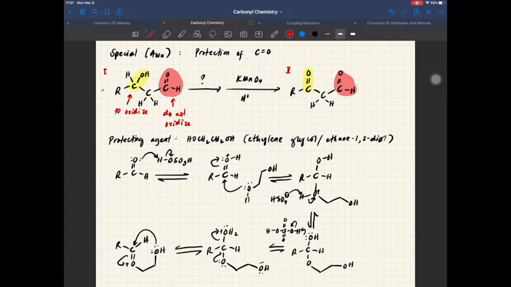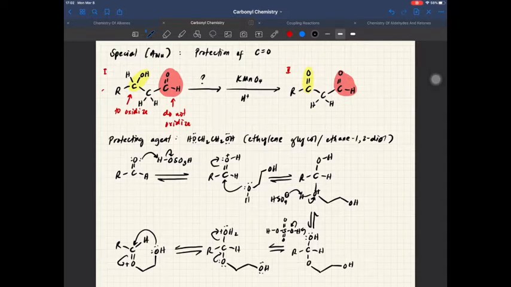In order to selectively oxidize the hydroxyl group, which is the yellow one, we need to use a protecting agent. One way of protecting the carbonyl group is by converting it to an acetal. The protecting agent used here is ethylene glycol, or ethane-1,2-diol, which is a source of weak nucleophile and converts the carbonyl group to an acetal.